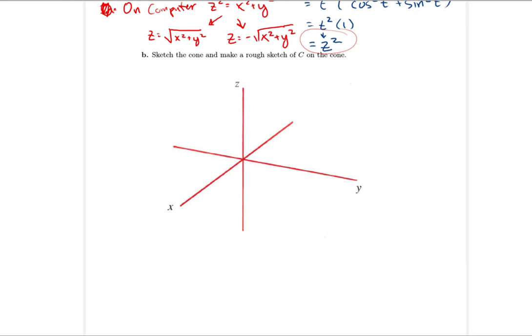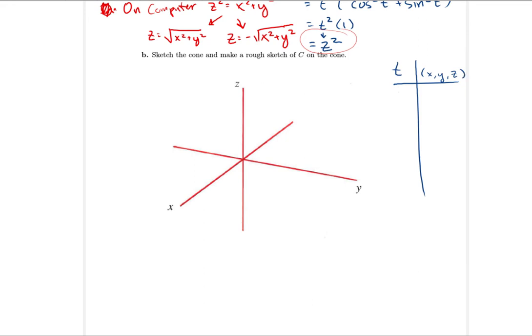So first thing is let's make a list, or a table, I should say, of different values of t and what points those generate. So we understand that if I plug in certain values of t, that's going to give me a particular x, y, and z value. So it's going to give me a point to plot.